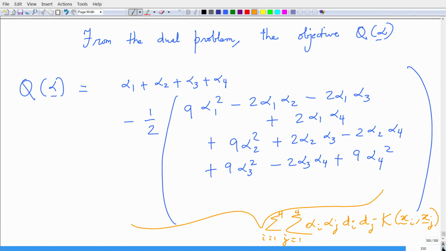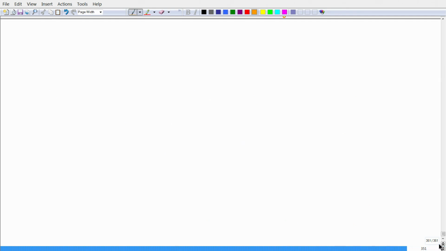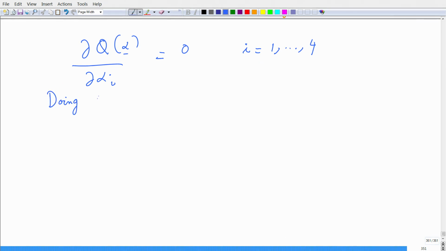Now, once we are set with this dual problem, the rest is sort of straightforward. We do a Debye q upon Debye alpha i for each of these alpha i's from i equals 1 to 4 and set that equal to 0. So, doing this yields 4 different equations. So, we have 9 alpha 1 minus alpha 2 minus alpha 3 plus alpha 4 equal to 1.